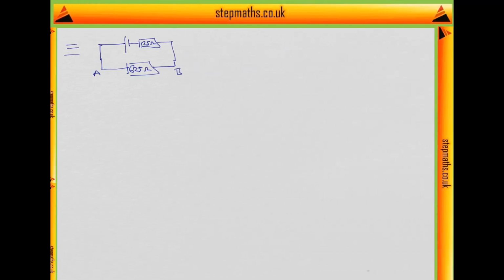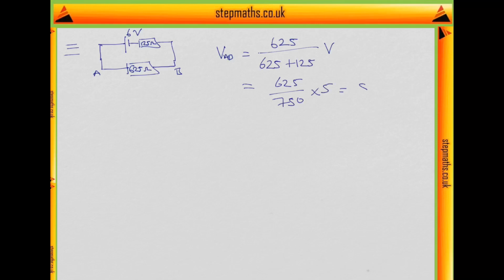Okay, so doing that, we can now use our potential divider method to find the potential difference across this resistor. So the voltage from A to B will be equal to the fraction it is of the total. So that's 625 out of the total, which is 625 plus 125, times the voltage. Well, that's equal to 625 out of 750 times 6, which is equal to 5 volts. So the voltage across AB, across these 2 points, is 5 volts.